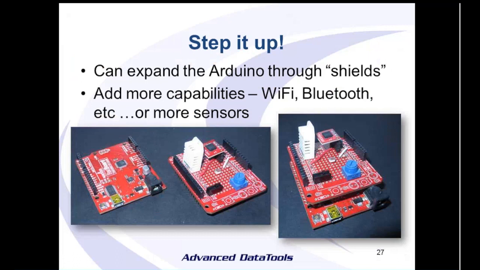Here's a picture of the sensor I showed earlier, where I've loaded it up with different sensors, and then you stack these boards together. They're called shields, and you can stack them up and add all sorts of functionality, additional sensors, Wi-Fi, Bluetooth, all sorts of things, little servos, through these boards just by stacking more of them together.